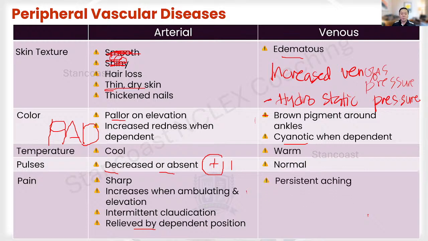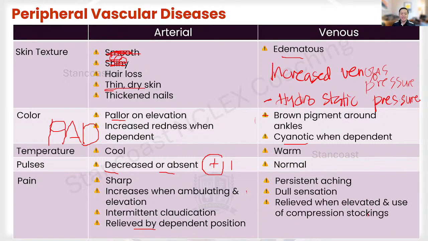There will be a persistent aching, and this is going to be a feeling of fullness. The sensation of the pain is somewhat dull, and this is going to be relieved when the patient's extremity is horizontal. Okay, and the elevation of the leg will also relieve that pain sensation. Elevation and the use of compression stockings will also relieve the dull, achy pain.